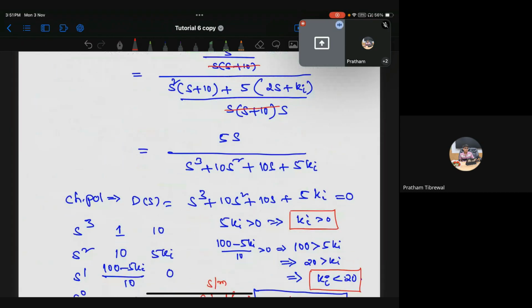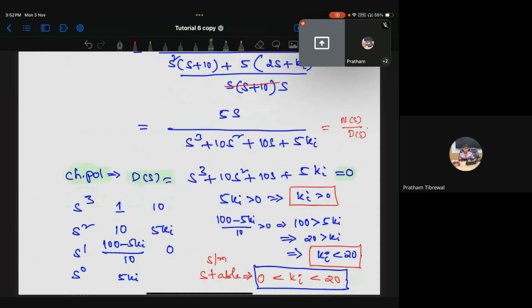Okay, so this expression is numerator by denominator. Then the characteristic polynomial D(s) equals 0, that is, denominator equal to 0. So again, follow the same procedure. So what do we do? s squared, s cubed, 10s squared, 10s plus 5ki. So s cubed, s squared, s, and s power 0.